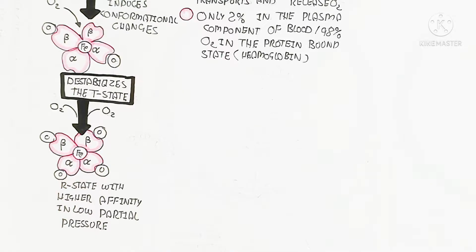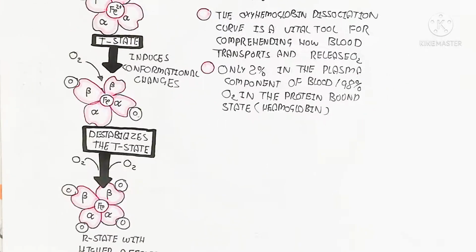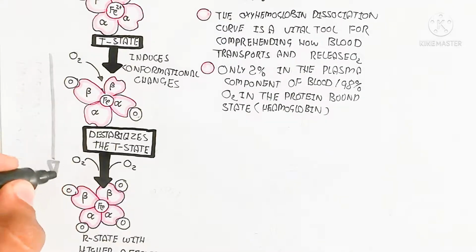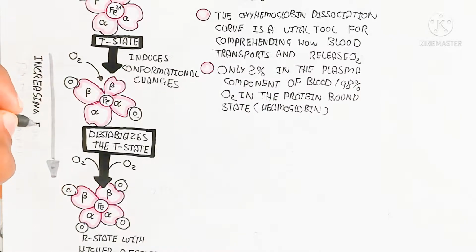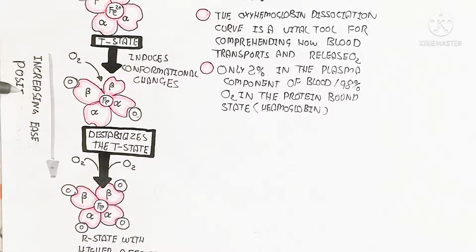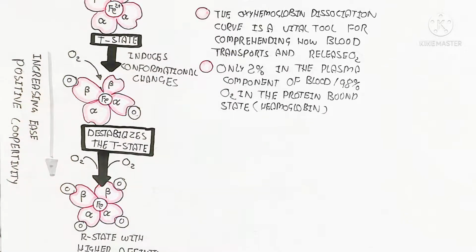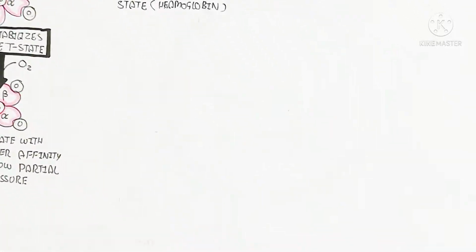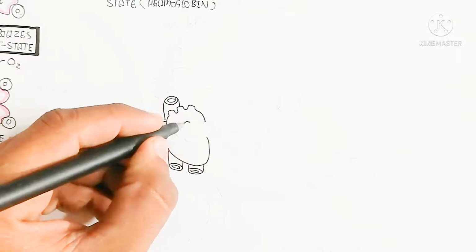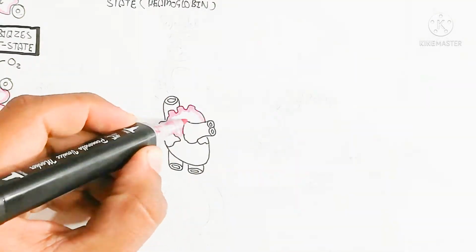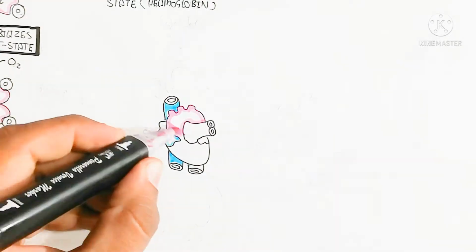So the R state has higher affinity at low partial pressure. The partial pressure is low but the affinity is high for trapping more oxygen. When the first oxygen is trapped, the partial pressure needed is higher, but when the second oxygen molecule is trapped, the partial pressure decreases while the affinity of the molecule binding increases.